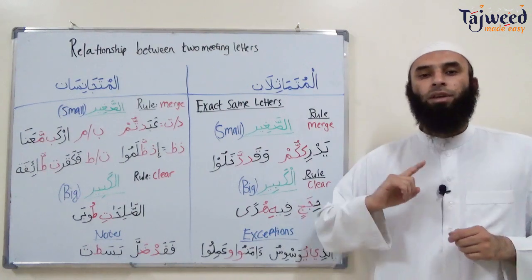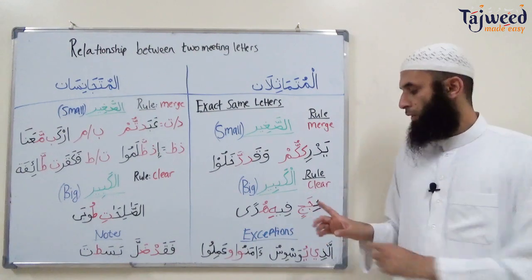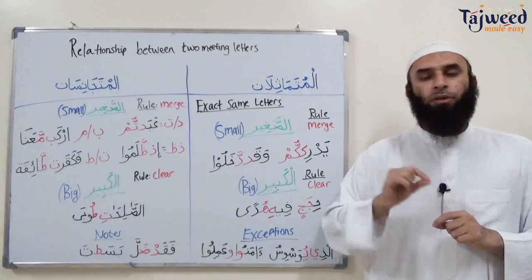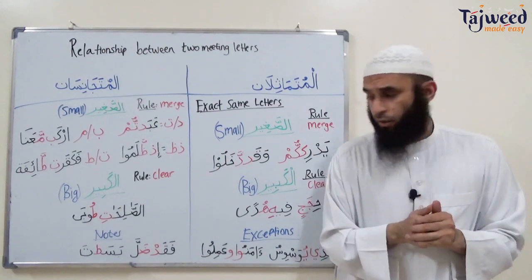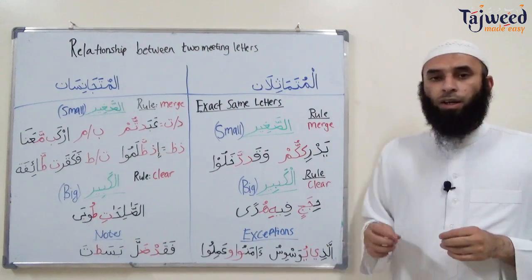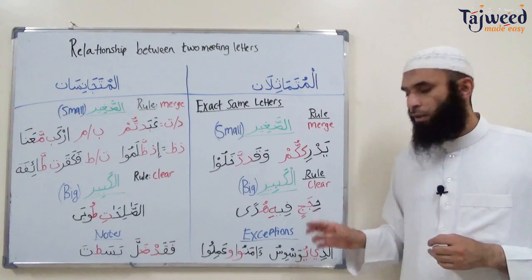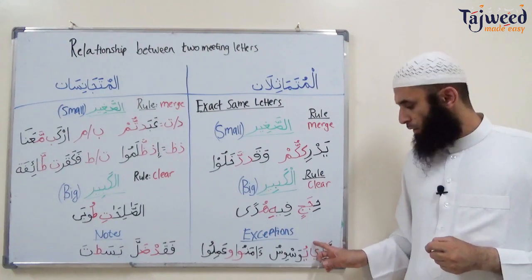Fihi huda. So whenever we find letters which are the exact same letters next to each other, both of them having fatha, kasra, or dhamma, we have to make it clear. An exception to this rule is, for example, alladhi yuwaswisu, this part of the ayah, the ya.